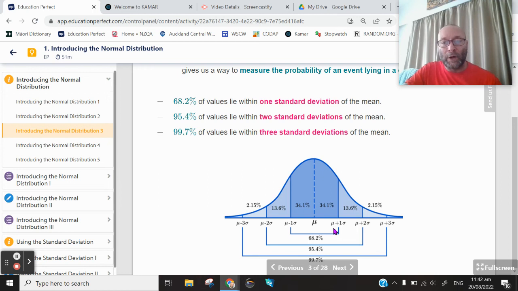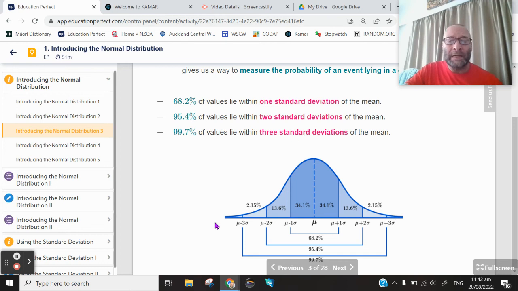As we said in our last video, you've got a 34.1% chance of being within one standard deviation above the mean. The notation there is mu plus 1 sigma, or one standard deviation above the mean. From the first standard deviation to the second, 13.6% of the values are likely to be between the first and the second standard deviation. And between the second, mean plus 2 sigma, up to the third, we've only got 2.15% of the data between that second and third standard deviation.